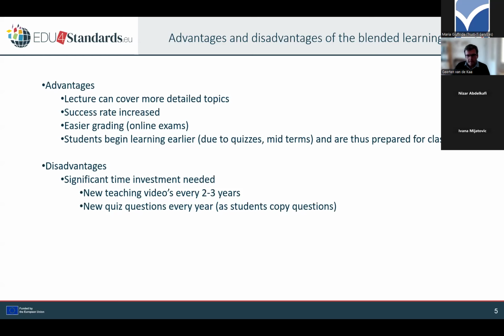They have to have a good grade for the quizzes because quizzes accompanied with the online exam determine the final grade. But there are also some disadvantages. And the most important disadvantage is, I guess, the significant time investment needed.